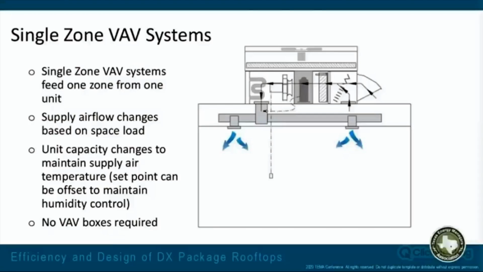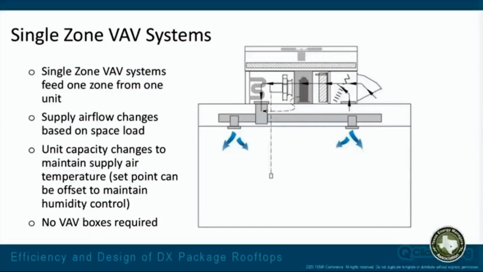But now I want to look at the single zone VAV system. And if you're familiar with a traditional VAV system, this will look somewhat familiar to you, except there's a couple changes. We've got a single zone system that will feed one zone from one unit. The supply airflow is going to change based on the space load. So that will work just like your VAV box would on a traditional system. As your space load decreases, you need less air in order to maintain your space temperature, and you close a VAV box, except we don't have any VAV boxes.